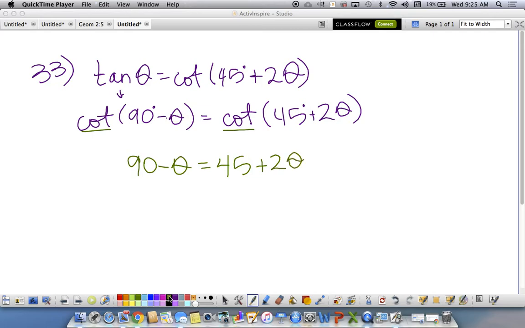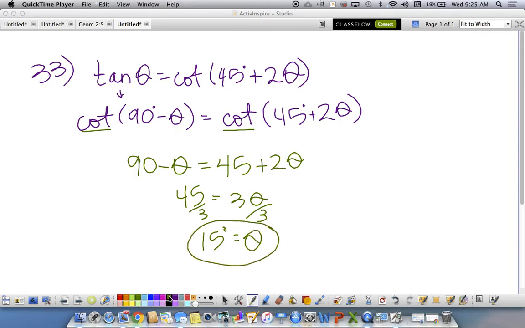And now we just need to solve for theta. Add theta, subtract 45. So I've got 3 theta equals 45. I'm going to divide by 3. And then it's just algebra. But the first step is always the most difficult: figuring out what I have to do from here to here.